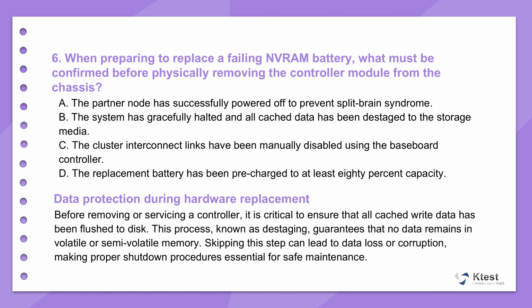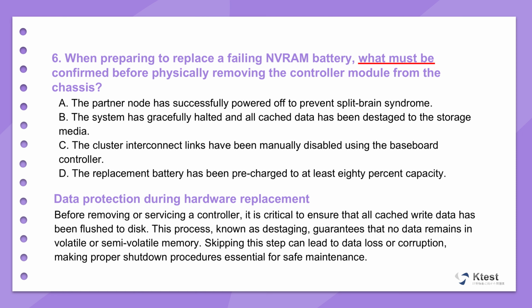When preparing to replace a failing NVRAM battery, what must be confirmed before physically removing the controller module from the chassis? The options. A. The partner node has successfully powered off to prevent split brain syndrome. B. The system has gracefully halted and all cached data has been destaged to the storage media. C. The cluster interconnect links have been manually disabled using the baseboard controller. D. The replacement battery has been pre-charged to at least 80% capacity. This is a scenario where you really don't want to mess up.